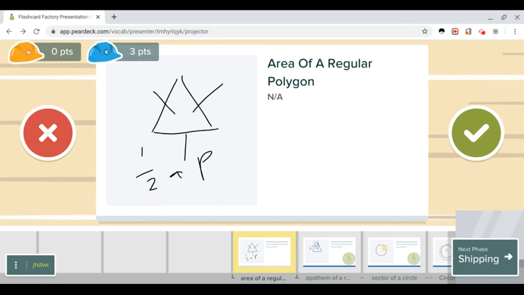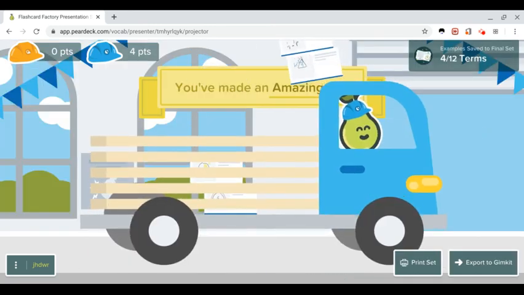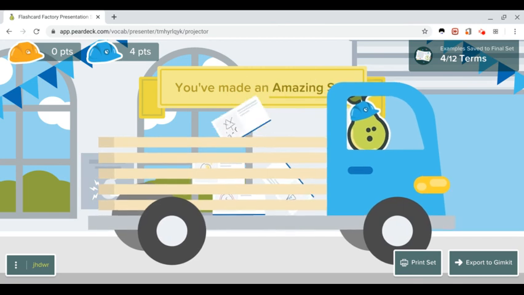And then finally we have the area of a regular polygon. Again, I have a triangle, and then I simply wrote out one of the formulas for the area of a regular polygon, which was one half times the apothem times the perimeter. And this one I'm going to give a check.